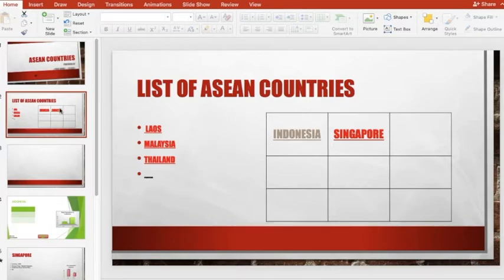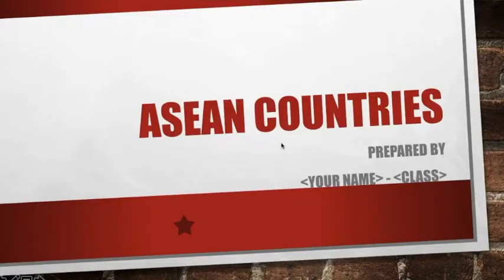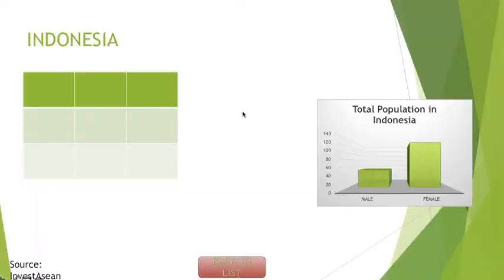The thing is, when you click, for example, one country here, it will go to that particular country. Let's take a look at this one. Let me start sharing first. Okay, this is the second slide, right? When I click, for example, Indonesia, it will go to the slide of Indonesia. In that slide there is a chart.